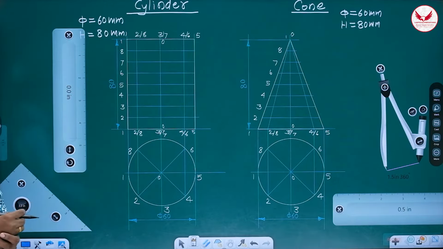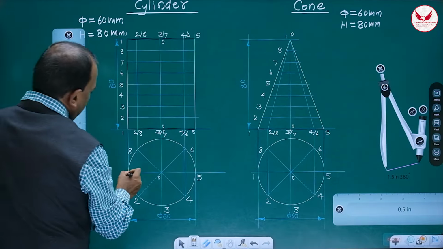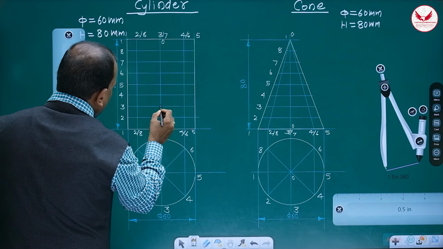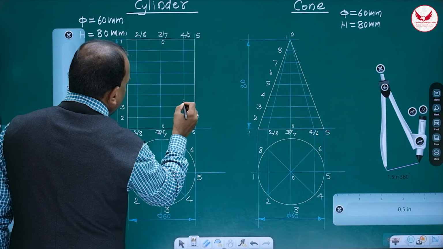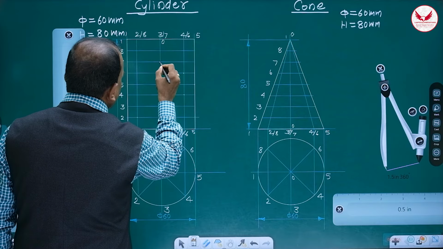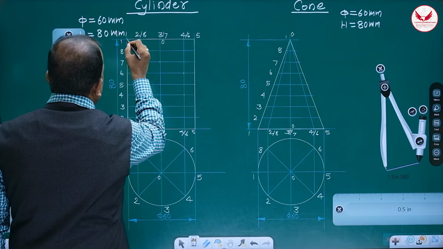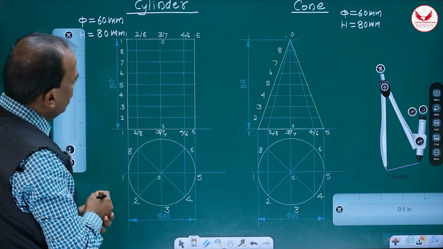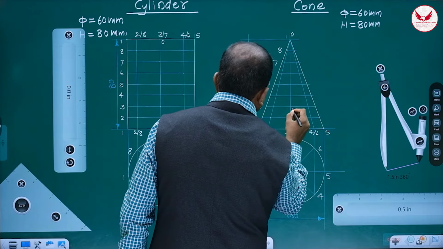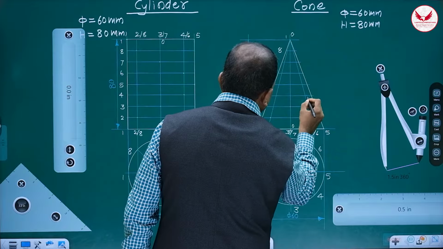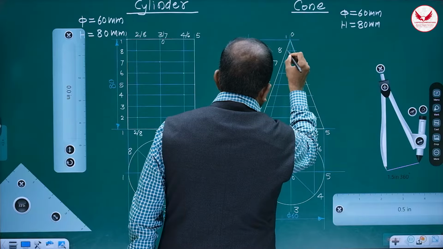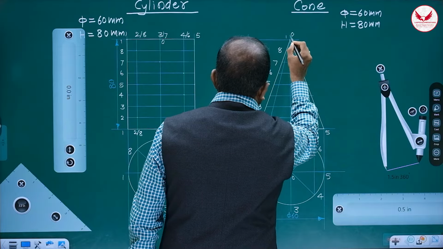Then how will we get the points? The points will be initially 1. So this is P1, it's P2, it's P3, it's P4, P5, P6, P7, P8, and again P1. So these are the points. Likewise, here also it's P1, P2, P3, P4, P5, P6, P7, P8, and again P1.